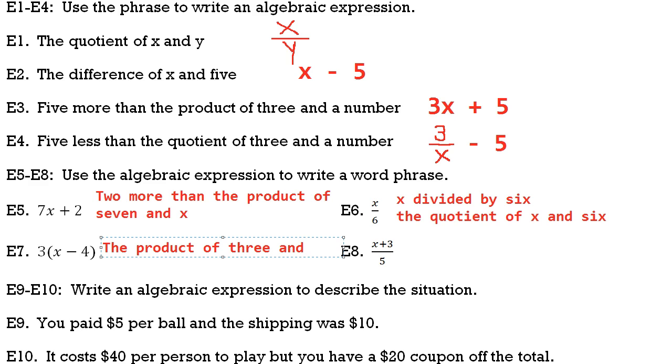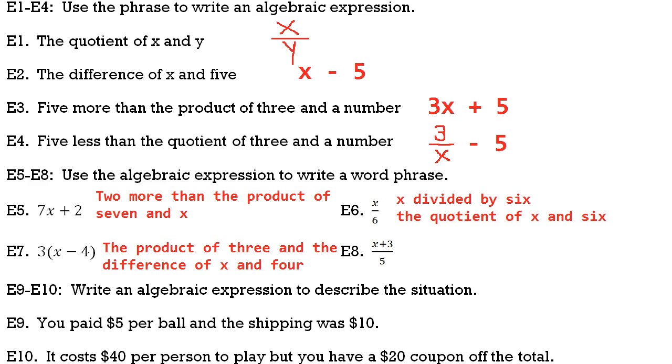So I'm going to go with the product of 3 and the difference of x and 4. So now you know that you're taking the number 3 and you're multiplying it not by x, not by 4, but the difference of x and 4. So that's a really tricky one here.